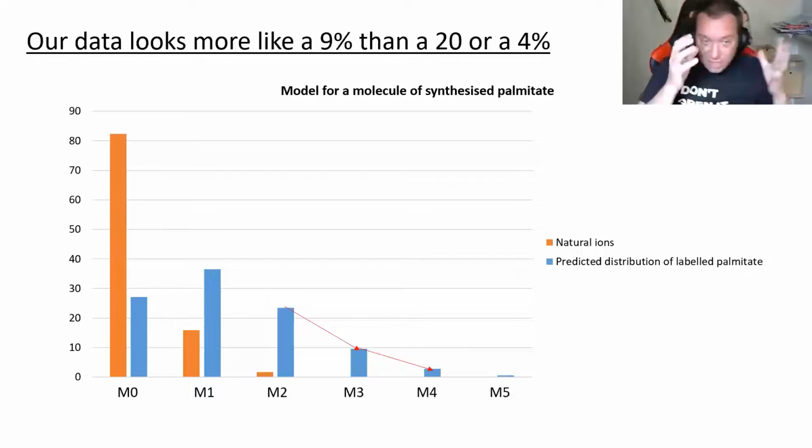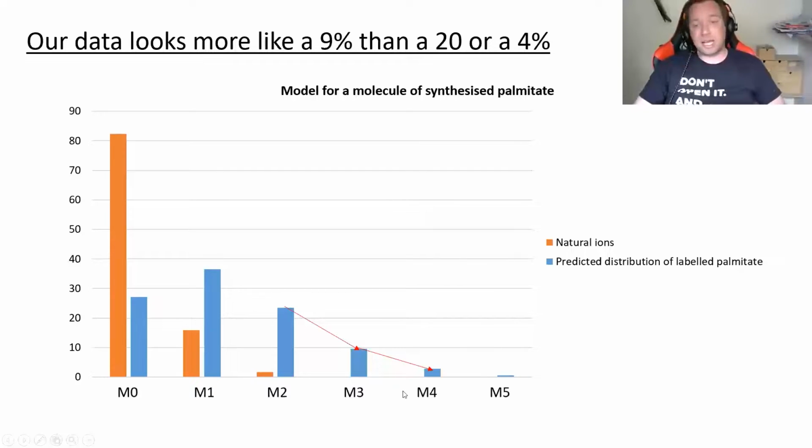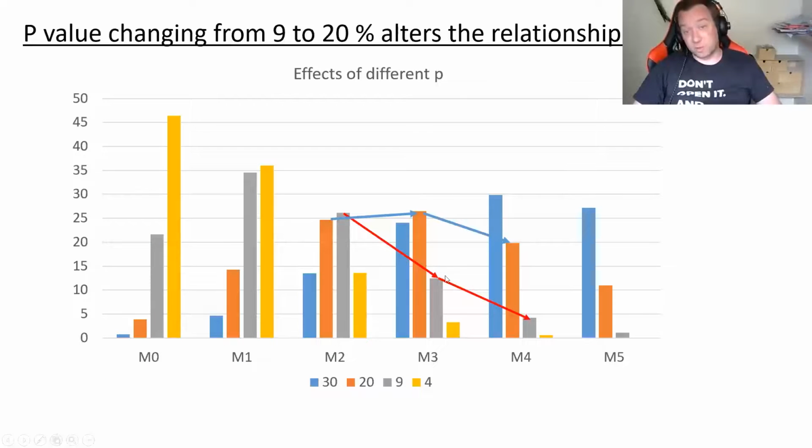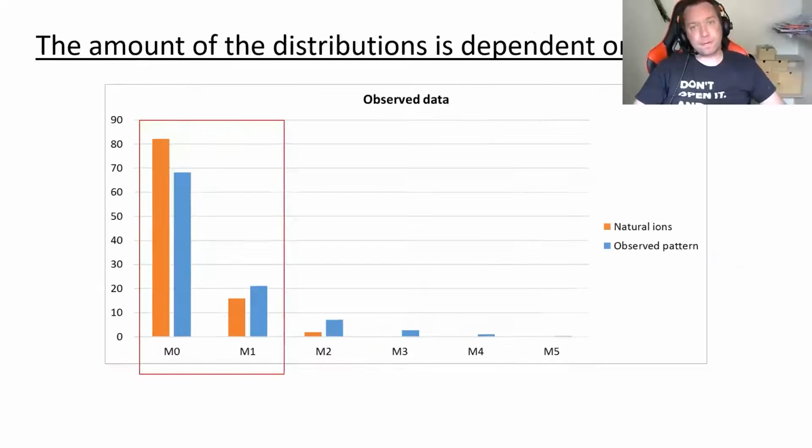So when we looked at the actual data we got off the mass spec for palmitate, it had this sort of halving and halving again relationship, which was really more indicative of the red line here, which is around about 9%, rather than 20 or 4%. The amount of the distributions is really dependent on F, and this is strongly reflected in how much M0 is dropping and how much M1 is increasing.